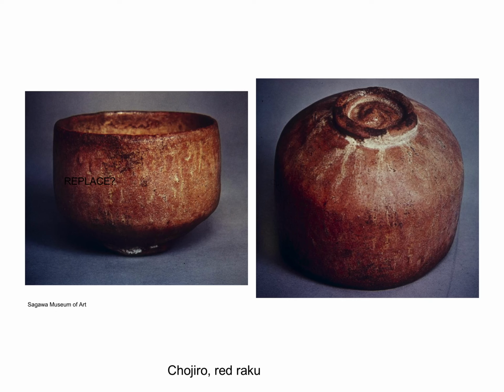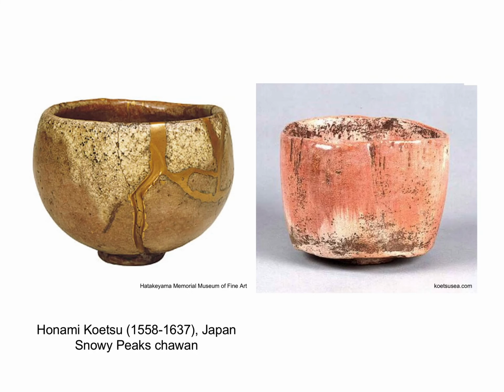But let me just say that there is black raku and red raku in Japanese raku ware. And then there is a long genealogy of makers, Honami Koetsu being one of them, and this is one of his tea bowls. A tea bowl is called a chawan in Japanese tea ceremony. And this one, as you can see, was heavily cracked and repaired with gold lacquer.